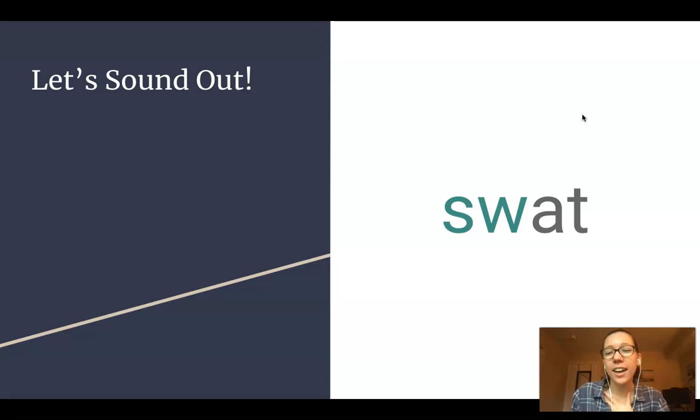Swat. Very good. So sometimes our vowels don't say exactly what they're expecting us to, and that's okay, especially when we're encountering a new word. We just want to try to sound it out as best we can. So if you looked at this word and went swat, that's okay. That's how you would phonetically pronounce this word.